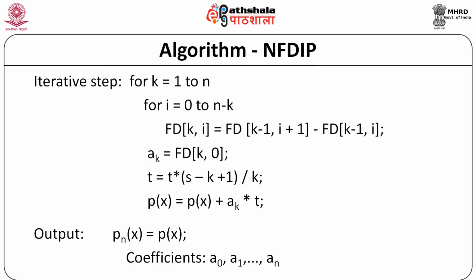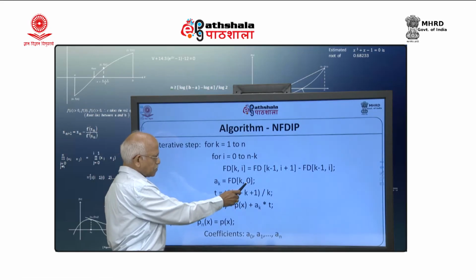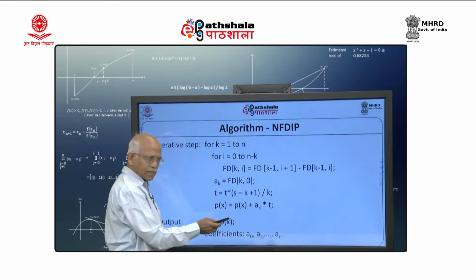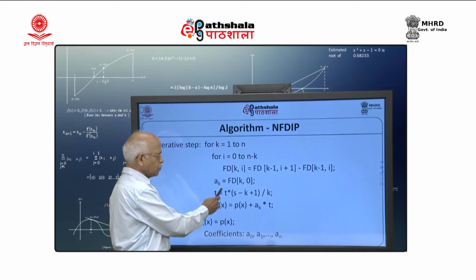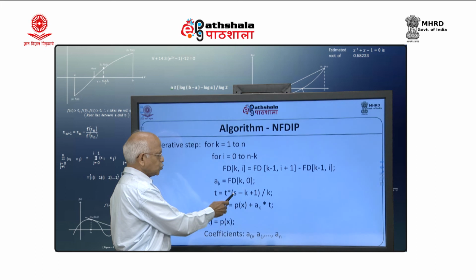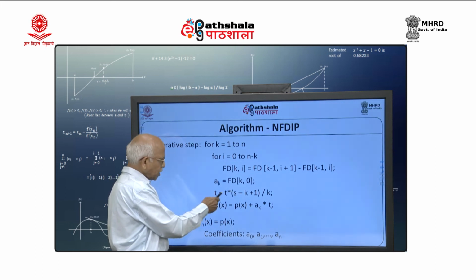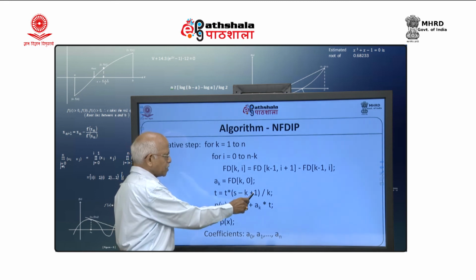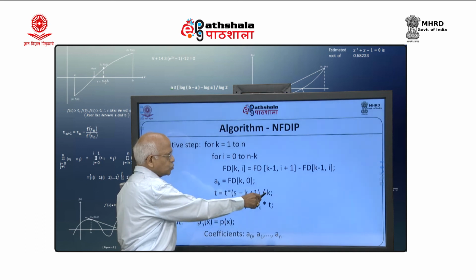So, here this term I am calculating like this. Term is equal to t star s minus k plus 1 by k. So, this is divided by k. If k is equal to 1, I will be getting only s. The initial value of t is 1. So, 1 into s, this will be s. If I get k equal to 2, then my t will be s and then I will write s minus 2 plus 1. So, this will be s minus 1. So, s into s minus 1 by 1 into 2, that is 2 factorial.